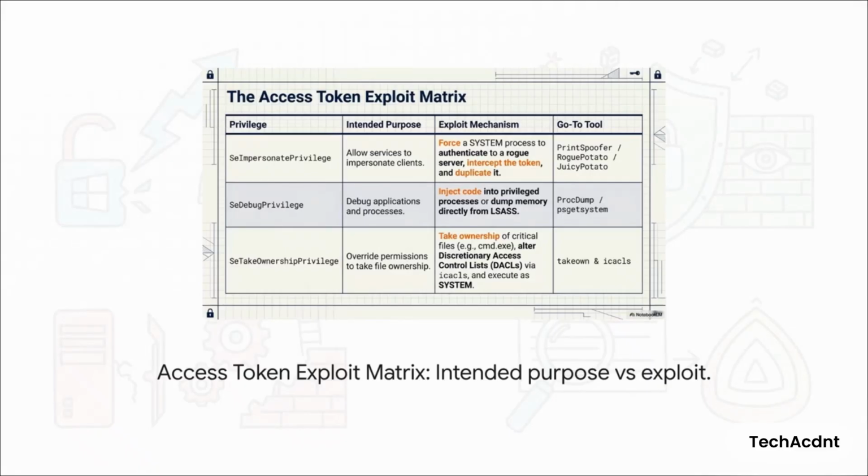It's honestly incredible to contrast the intended administrative purpose of these privileges against how attackers actually abuse them. For example, take ownership. It's supposed to let admins override permissions to take file ownership if something gets locked, but attackers? They use it to take ownership of critical system files like cmd.exe, alter the access control list, and execute whatever they want as SYSTEM.